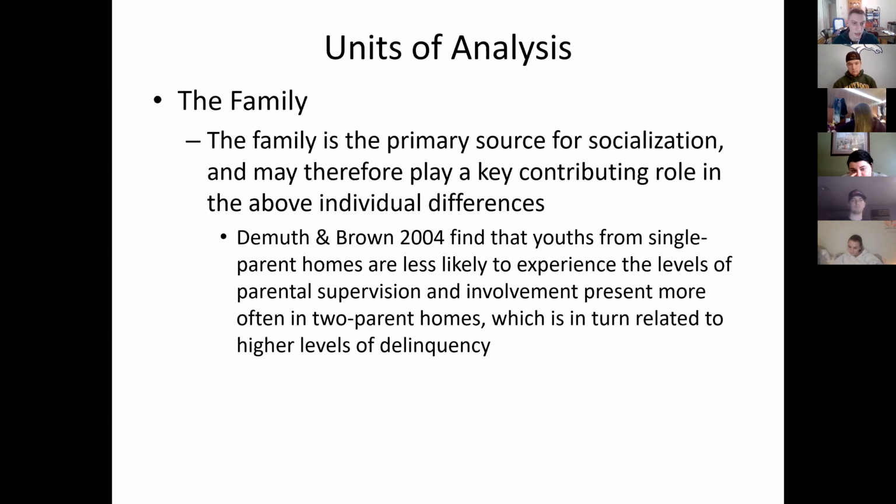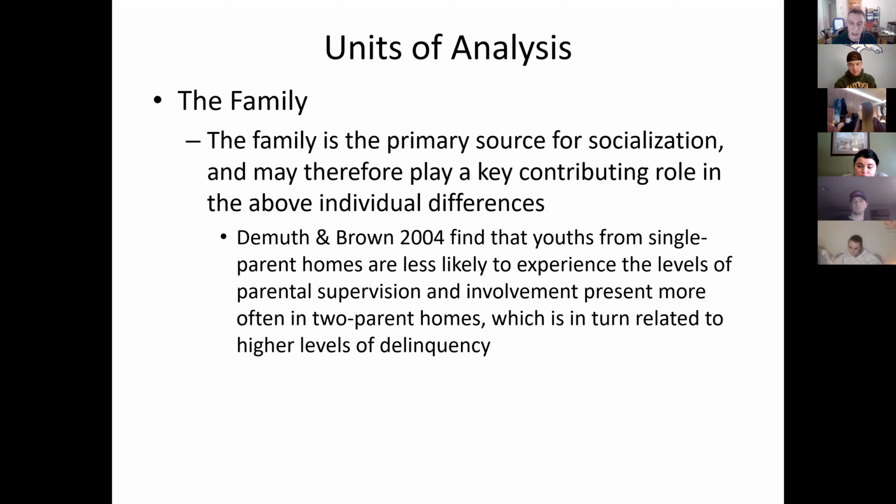And so DeMuth and Brown, two professors at Bowling Green State University that I studied under, did this study a while ago now, but they found that youths from single parent homes are less likely to experience the levels of parental supervision and involvement present more often in 2-parent homes, which in turn is related to higher levels of delinquency. So what explains the family structure effect, where kids in 2-parent homes tend to fare better on average than kids from single parent homes? What they call family process, or just the relationship and what is going on between the parent and child. That tends to explain the family structure effect.